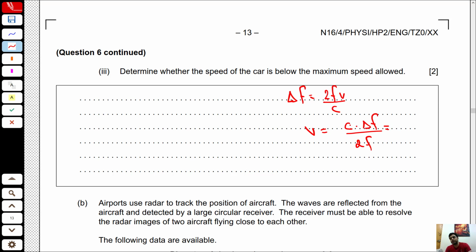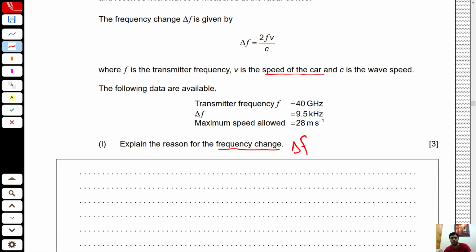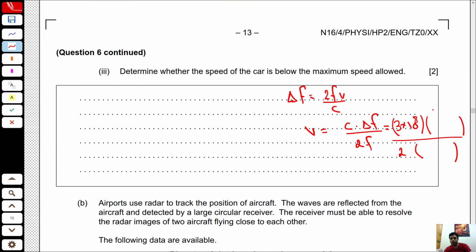c is the speed of the wave. In our case, it is the electromagnetic wave, microwave. All electromagnetic waves travel at a constant speed of light, which is 3 times 10 to the power of 8 meters per second. Then we have the change in frequency divided by 2 times the original frequency. We just need to take these two values from the data available. The change in frequency is 9.5 kilohertz. Kilo is 10 to the power of 3 hertz, right? Just convert everything into SI units.